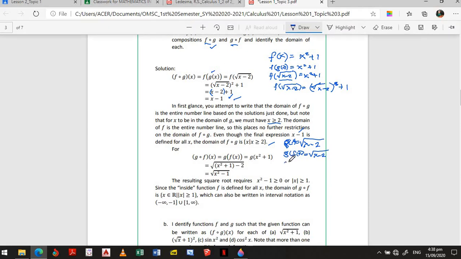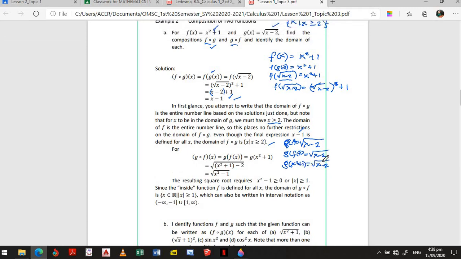So we have g of x squared plus 1, which is equal to square root of x minus 2. Okay? So g of x squared plus 1 is equal to square root of x minus 2. So we have to substitute the variables in the right side of our equation by our value here, f of x, which is x squared plus 1. So that would result to, we replace it with x squared plus 1.